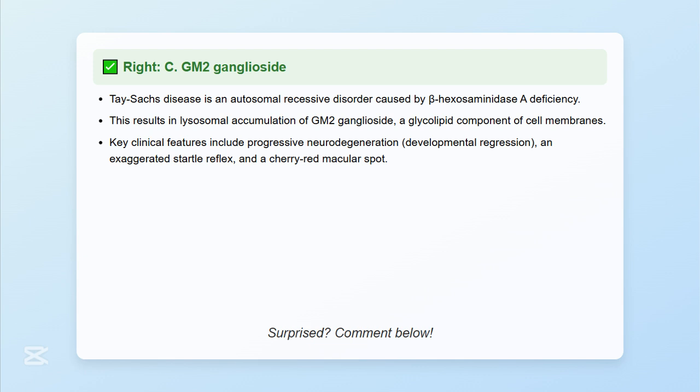Tay-Sachs disease is an autosomal recessive disorder caused by beta-hexosaminidase A deficiency. This enzyme deficiency results in lysosomal accumulation of GM2 ganglioside, which is a glycolipid component of cell membranes. The key clinical features that make this diagnosis unmistakable include progressive neurodegeneration with developmental regression, an exaggerated startle reflex, and that pathognomonic cherry red macular spot.